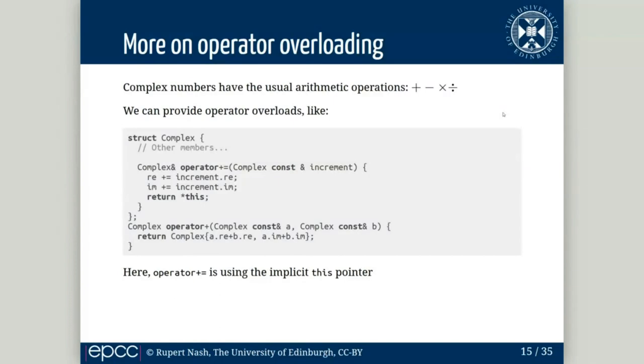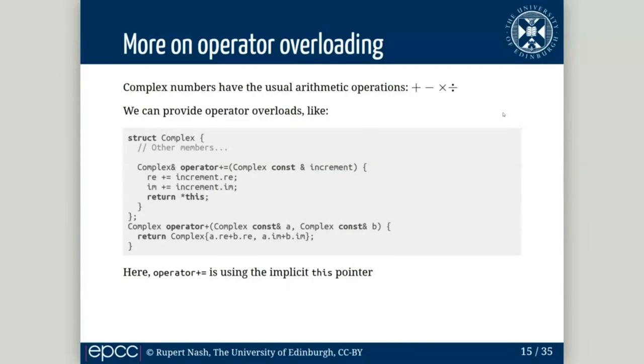So the example here is just creating two operators. One is in line, the first one, which is the plus equals, and then we've got another one. I'm misreading that. Apologies. It's just the spacing there. They're both actually in line inside the complex. And so one's doing a plus equals, and then the other one is just doing a plus, as we see.